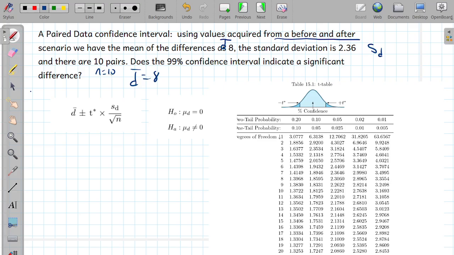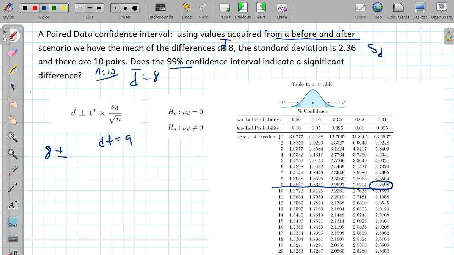You'll notice the formula is exactly the same as the single sample confidence interval, just the notation has changed, nothing else. So let's put some numbers in here and see what we get. A measured difference is 8. We need a critical value for t, and for n equal to 10, the degrees of freedom will be 9. We wanted a 99% confidence interval, so that's the far right column. So if we go to row 9 and scoot all the way over, we find the critical value.